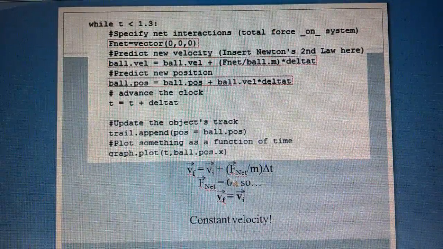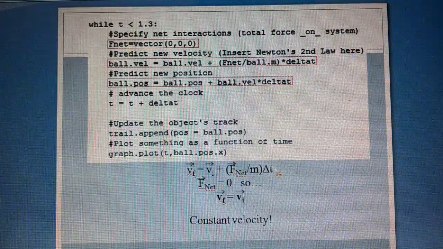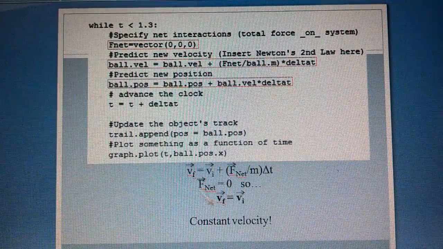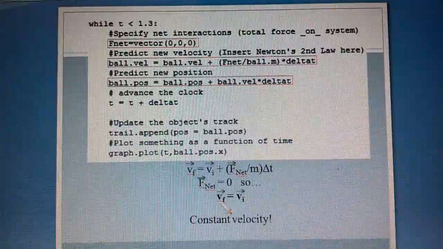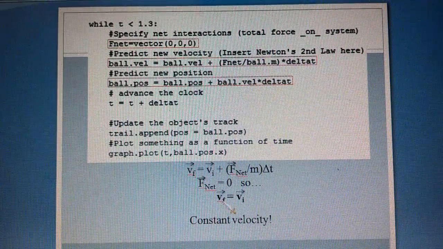And that, in effect, cancels out the mass and this time. So, we have the final velocity is equal to the initial velocity. Woohoo!